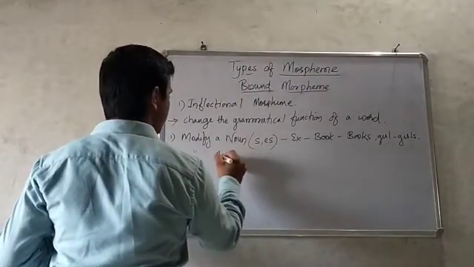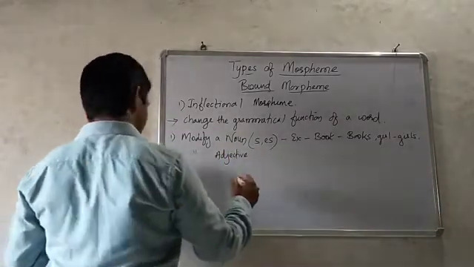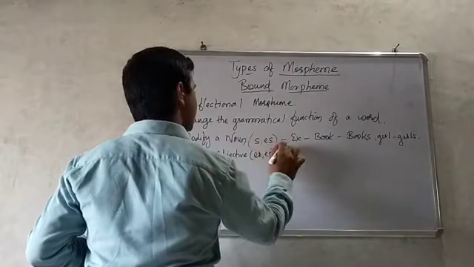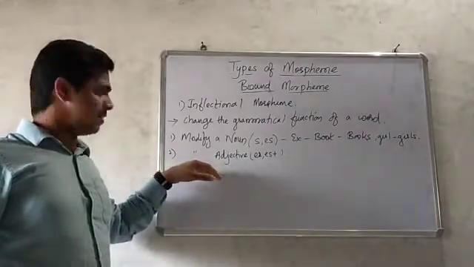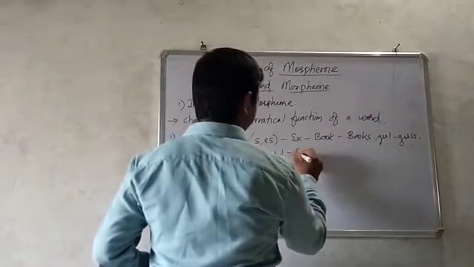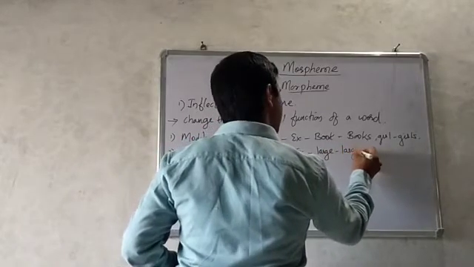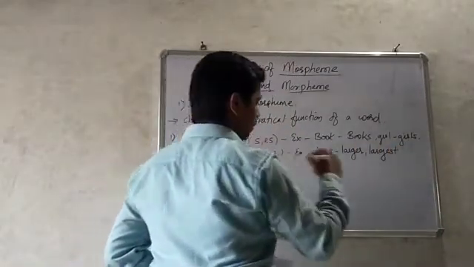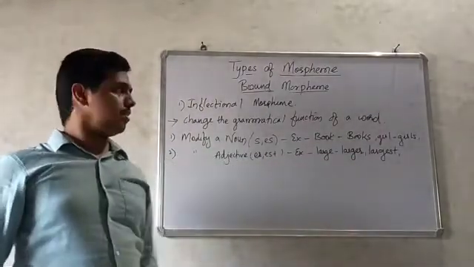Second, it modifies adjectives by adding er and est. For example, large becomes larger and even largest, or big, biggest, small, smallest. So in this way.